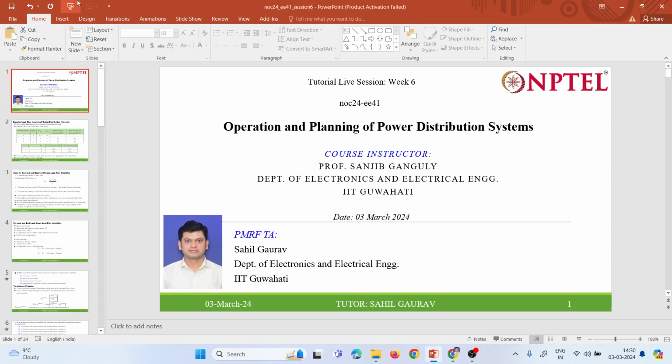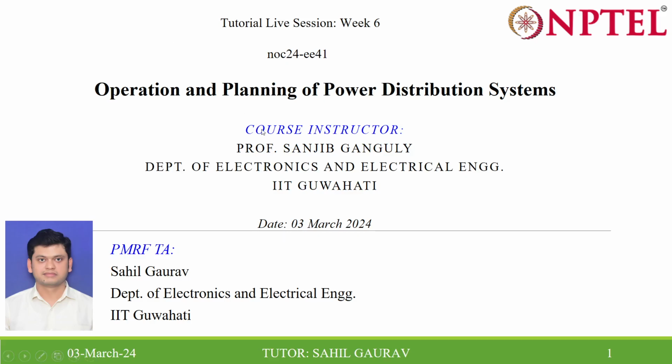So in the previous class we were looking into the problem of reliability models for power distribution networks, and we have also seen problems based on the reliability indices for power distribution networks. And in today's session, we are going to solve problems based on the power flow analysis in the power distribution network. So as we all know, power distribution networks are radial in nature.